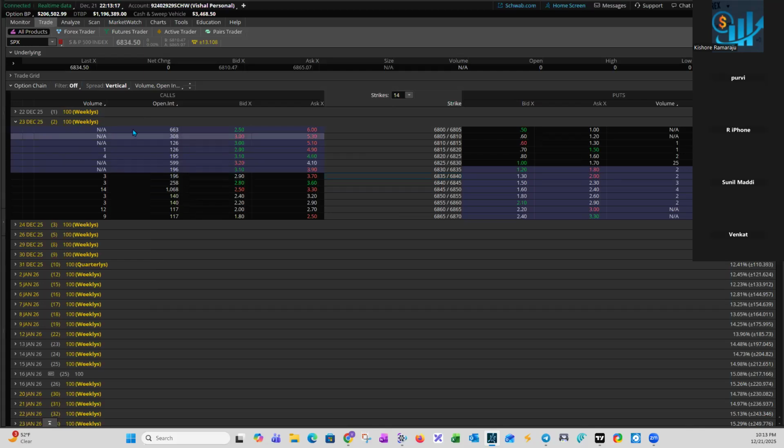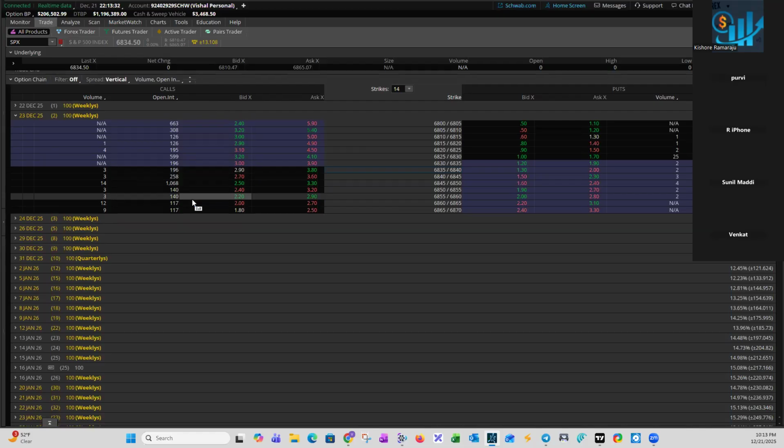If you go to the bid and ask, you see buy, sell. Come down to that 68, 30, 35 row. Scroll to the left side. If you go to that bid and ask, you have columns, right? Bid column, ask column.